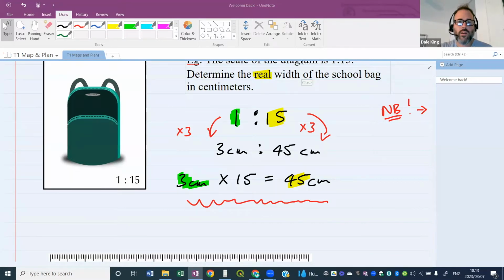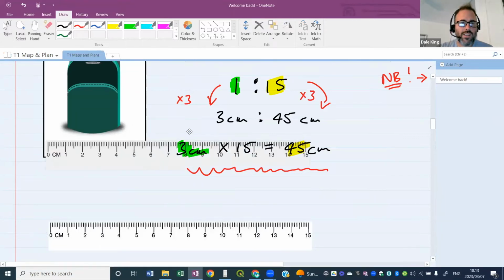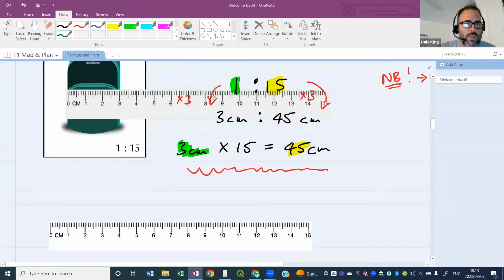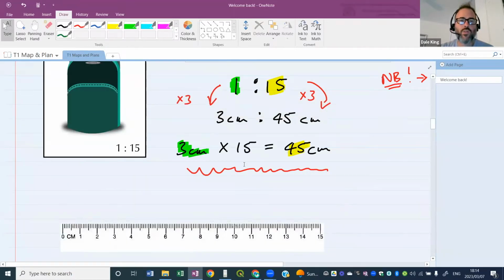Where did the 3 come from? Ah, Chiama, good question. I measured it. See my ruler here? I've got this fancy ruler. And I used it to measure the bag, and I measured 3 centimeters on my ruler. Okay. So the ruler measurement is 3. They're asking, what is the real measurement? What is the actual width of the bag if you measure 3 centimeters off the diagram? Yes, Phyllis. So 1 times 3 to get 3, and then 15 times 3 to get 45.